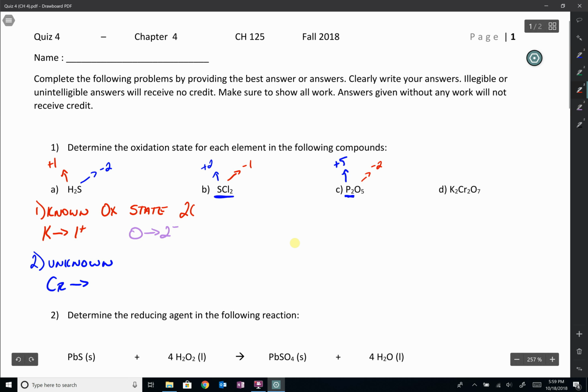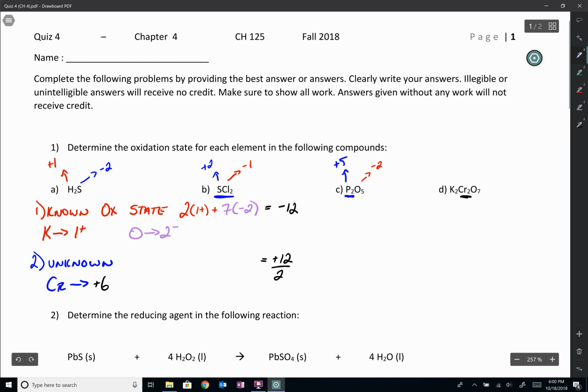There's 2 potassiums, each one is 1 plus. There's 7 oxygens, each one is 2 minus. So if we add this all up, we have a 2 plus and a 14 minus, so a total of minus 12 coming from our knowns. That means our unknowns have to be equal to plus 12. But be careful, because we've got 2 chromiums. So plus 12 divided by 2, so each one is plus 6.